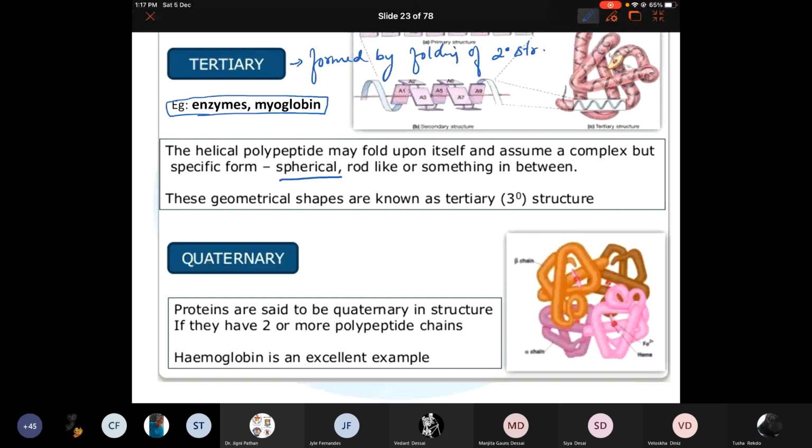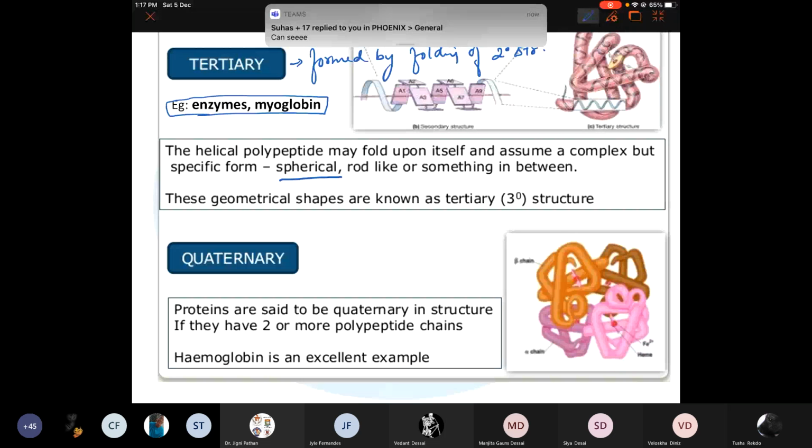Okay, please write down: tertiary structure examples are enzyme and myoglobin. What is quaternary structure? Here, proteins are said to be quaternary if they have multiple polypeptides. The excellent example is hemoglobin. Hemoglobin has how many polypeptides? Come on, tell me.